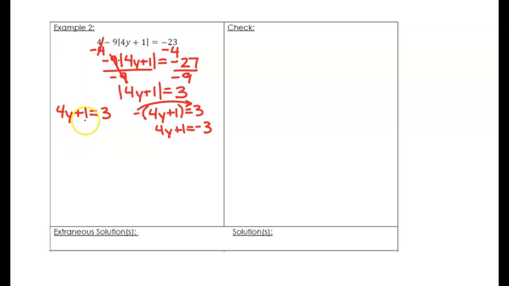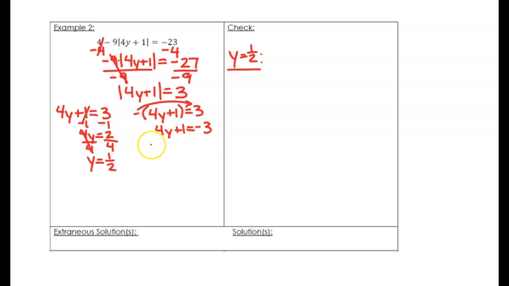I'm going to move my constant over here with this constant. I have 4y equals 3 minus 1, which is 2. And I'm going to undo this multiplication by dividing. So I have y equals 2 fourths, but 2 and 4 are both divisible by 2, so I can simplify that fraction. So I need to check this to see if it is a solution.